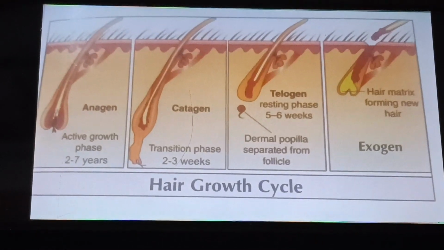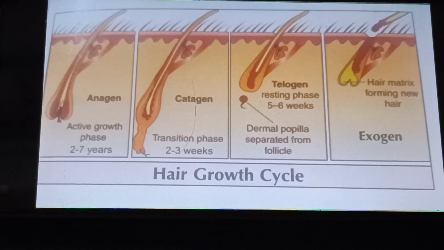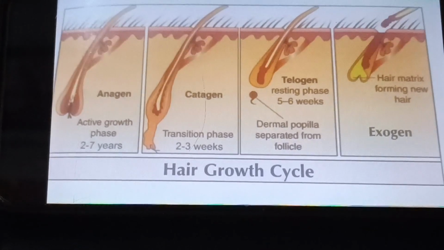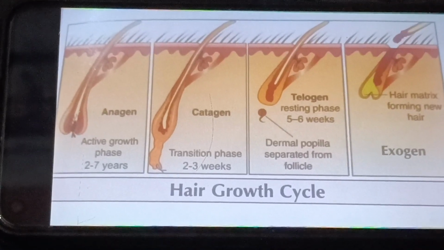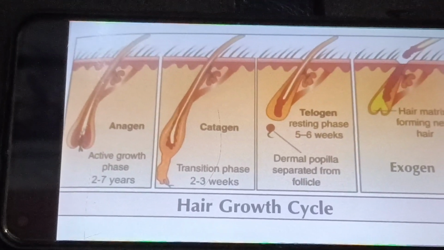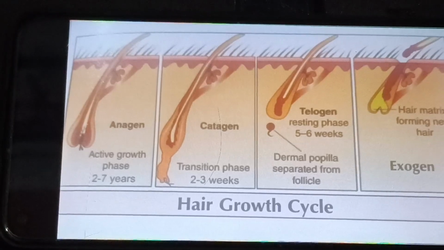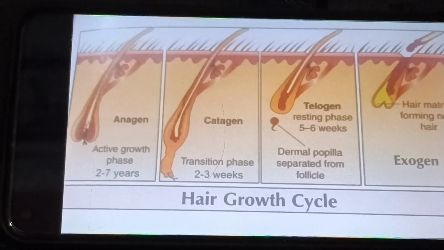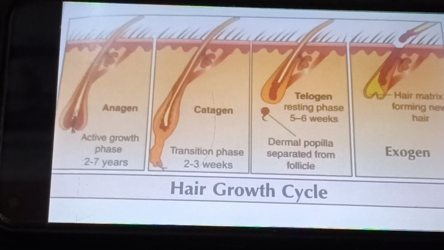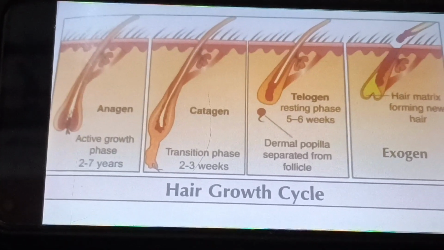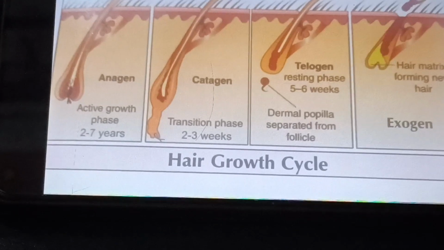Last is exogen. This is the last part of the hair cycle. During this phase, the resting club hair detaches and falls out. About 50 to 100 hairs are shed normally each day. After the exogen phase, the follicle then turns into the anagen phase and the cycle repeats.